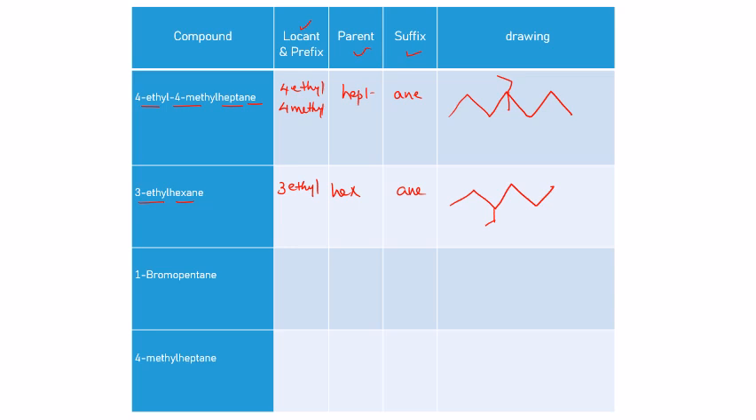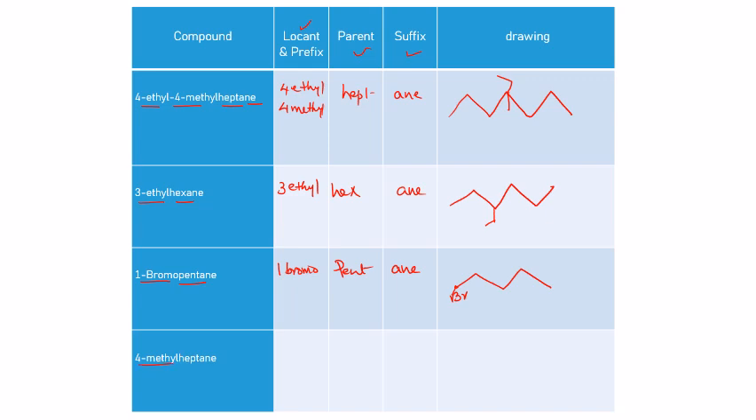Next is 1-bromo. So 1-bromo is our prefix. I have pent and I have ane. So pent means 5: 2, 3, 4, 5. And on the first one, I have bromine. This is the first carbon and bromine is attached to it.